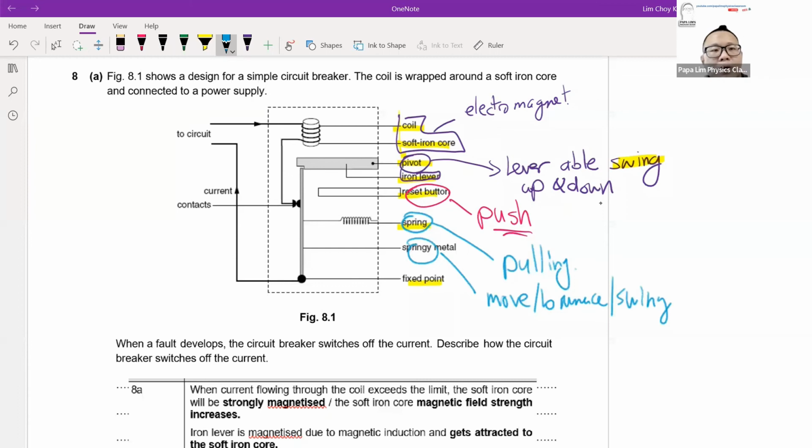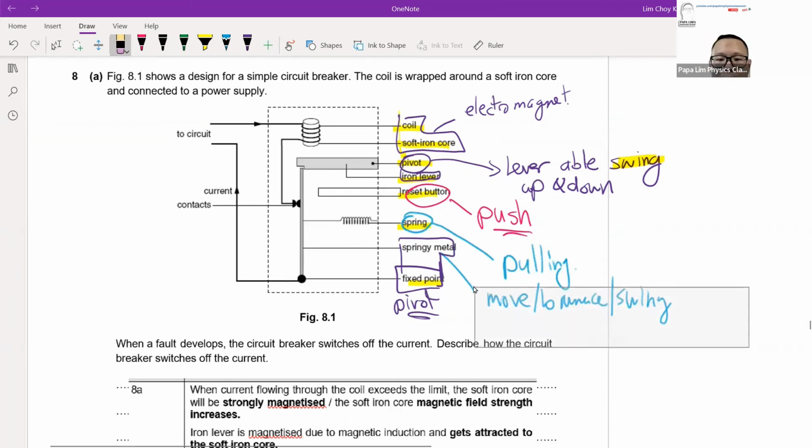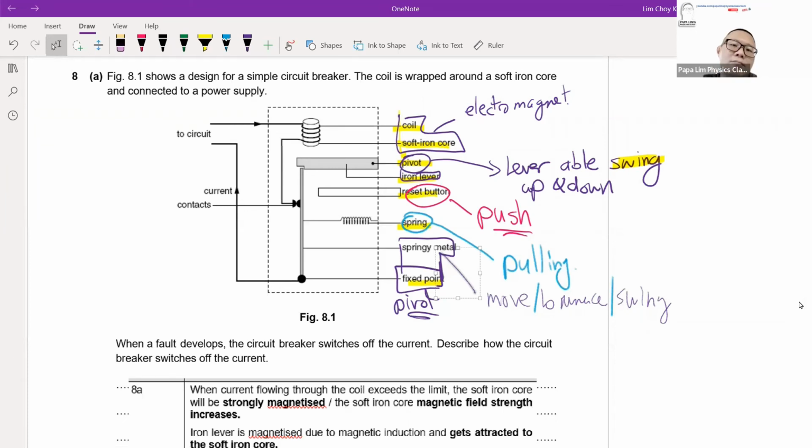After that, fixed point. Usually I would say it's quite straightforward to say that it acts like a pivoting point, pivoting for something. In this case, it's the pivoting point for the springy metal. It's the purple color. So the pivoting point and the fixed point, the springy metal, they are together, and there will be swinging left and right. So that's what the labeling is for.